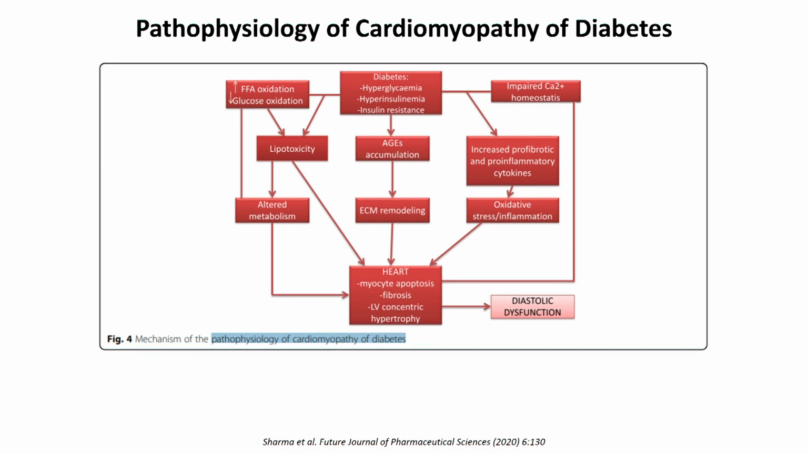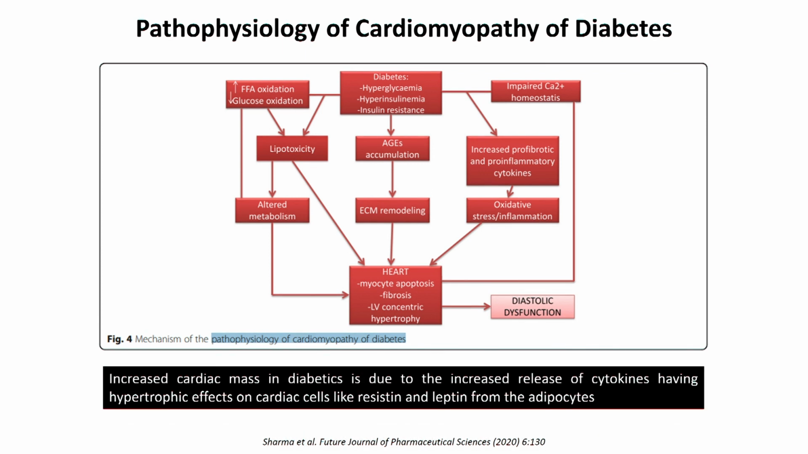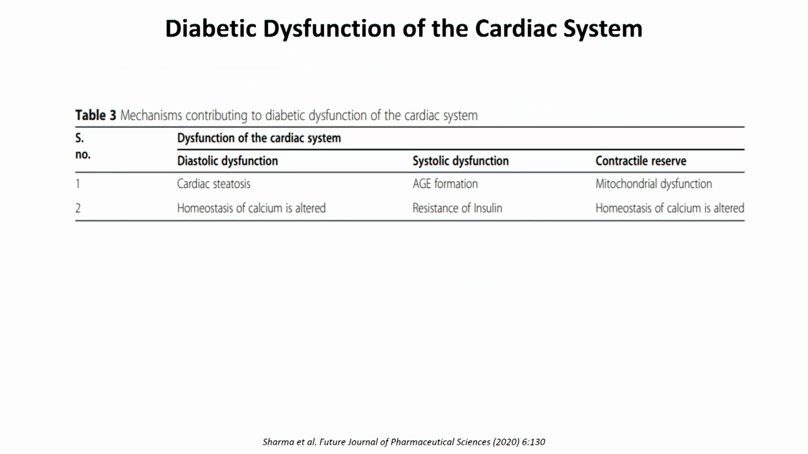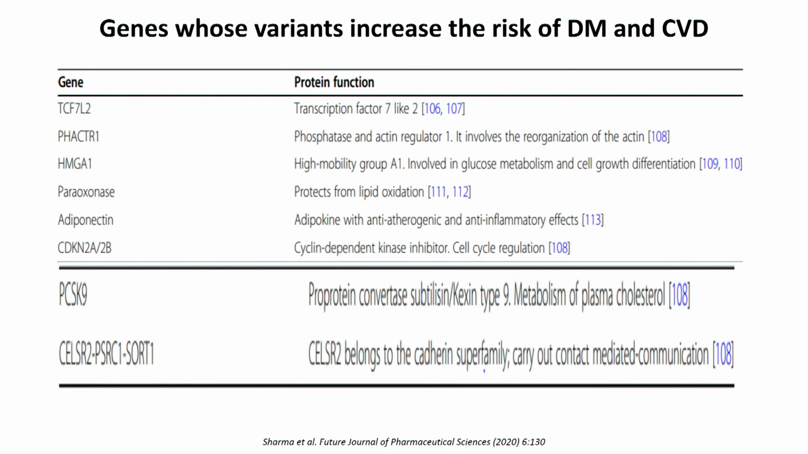This is a study which was done in 2020. It has shown that the LV mass index is higher in diabetics due to release of cytokines, and they produce heart failure and other cardiac problems. Now, if you look at diabetic dysfunction of the cardiac system, whether HFrEF or HFpEF, or the various types of dysfunction, we find there is increased cardiac lipids, cardiac steatosis, and the homeostasis of calcium is altered in the diabetic muscles, with resistance to insulin, and they produce primary specific heart muscle disease, giving rise to heart failure.